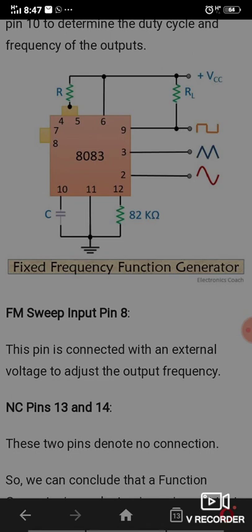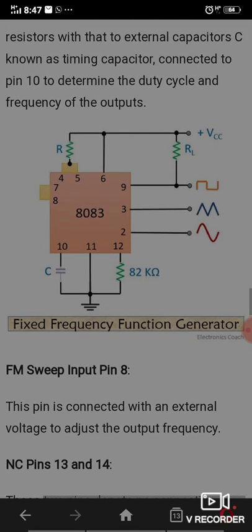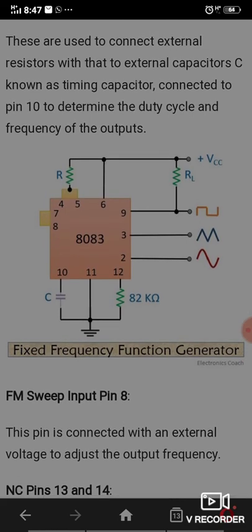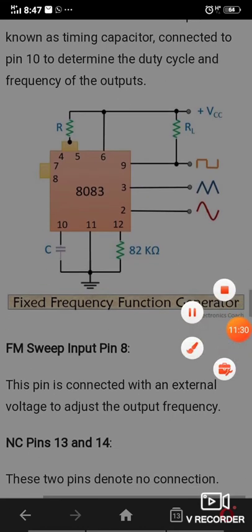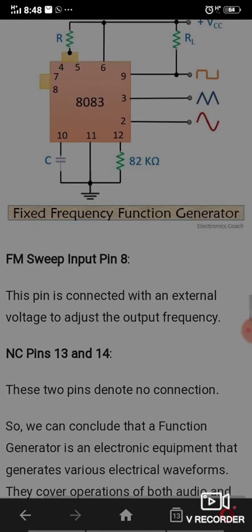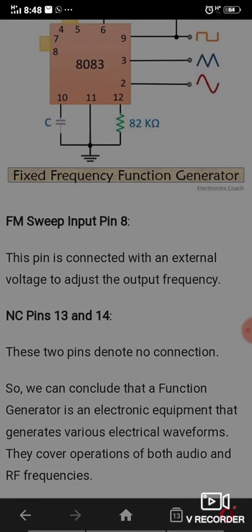FM sweep input, pin 8. So here is the circuit diagram. This pin is connected to the external voltage adjusting the output frequency. These two pins denote no connection.